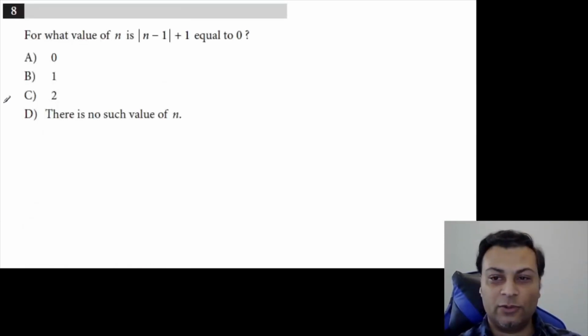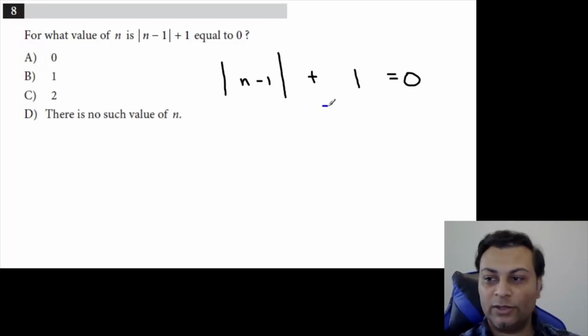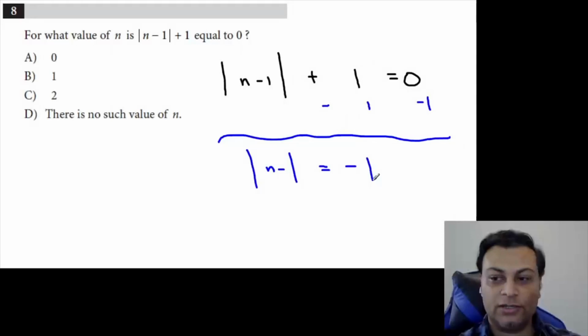Question 8 says, for what value of n is this equal to 0? Okay, so let's write that down. Absolute value of n minus 1, plus 1 equals 0. Let's subtract 1 from both sides, and you get absolute value of n minus 1 equals negative 1. And here's where we stop.